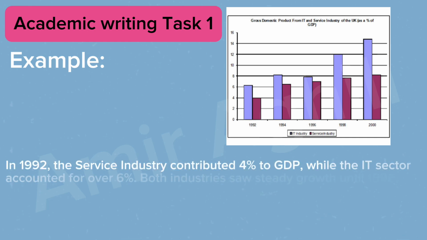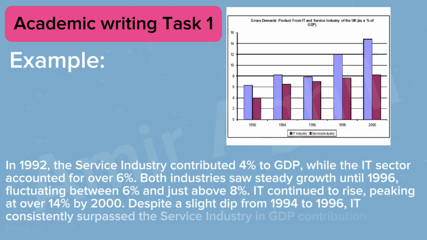In 1992, the service industry contributed 4% to GDP, while the IT sector accounted for over 6%. Both industries saw steady growth until 1996, fluctuating between 6% and just above 8%. IT continued to rise, peaking at over 14% by 2000. Despite a slight dip from 1994 to 1996, IT consistently surpassed the service industry in GDP contribution throughout the period.